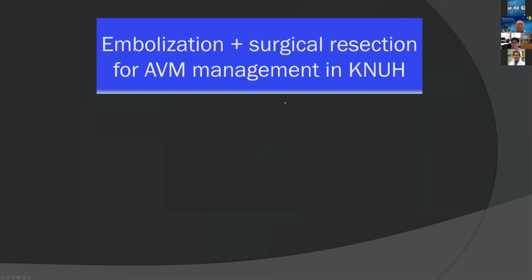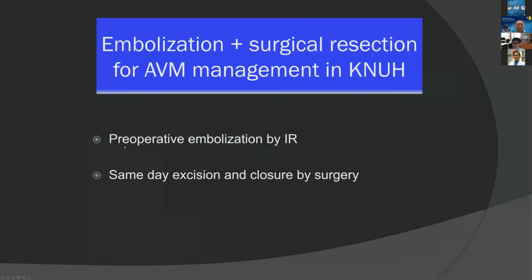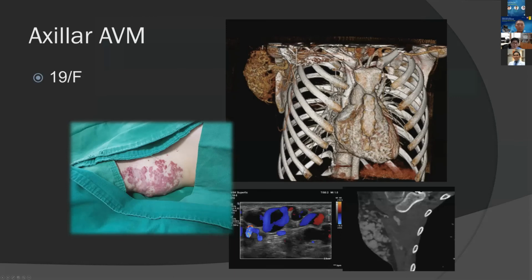Let's look at the embolization and surgical resection for AVM management in our hospital. Usually preoperative embolization is performed by IR, and same-day surgical excision and closure or prep surgery is performed by the plastic surgeon. This patient has an axilla AVM. You can see the capillary malformation component in the dermis.